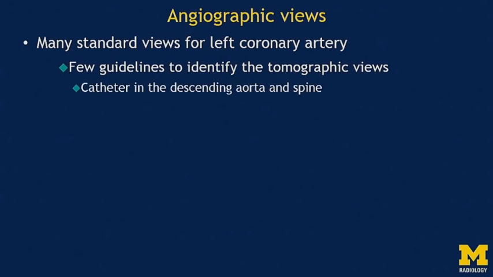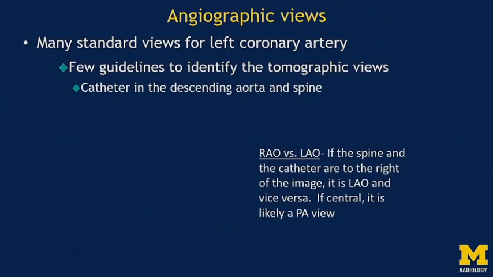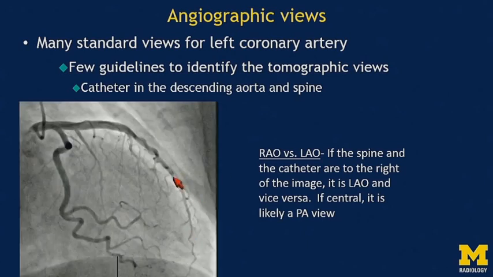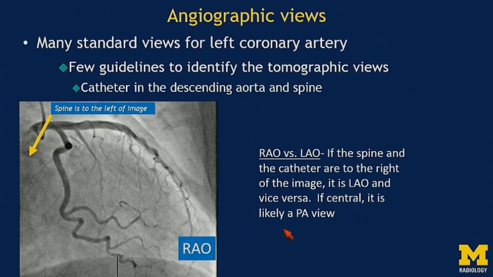And the most important thing you look for is the catheter in the descending aorta and the position of the spine relative to the image. So if these two structures are to the right of the image, then it's going to be an LAO projection and vice versa. So here it is. We've got this projection here, and what you notice is that this is the spine and it is to the left of the image. So as I mentioned, this is likely to be a right anterior oblique projection.